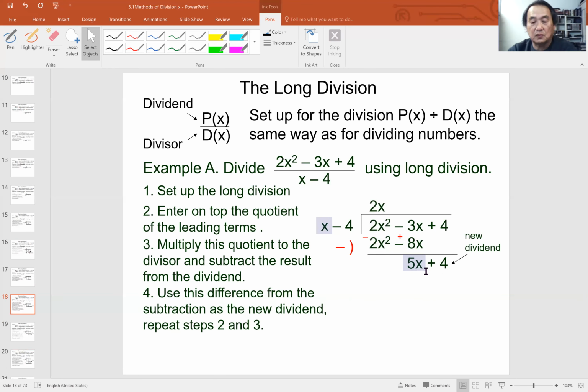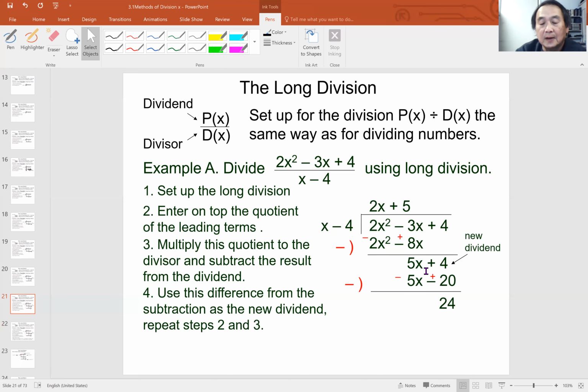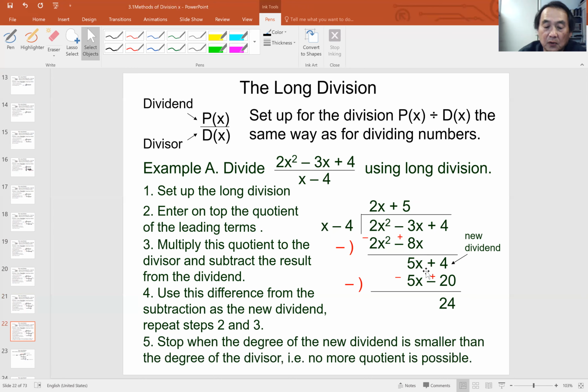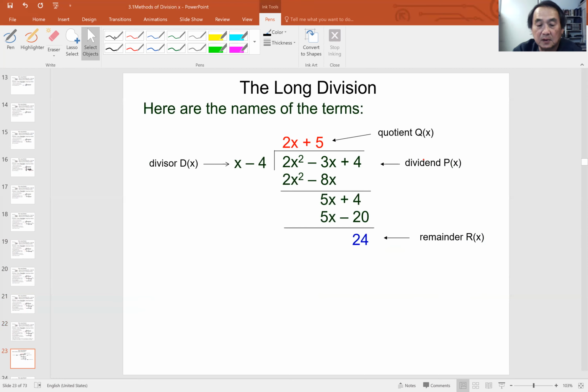Then you enter the quotient one more time, do the same thing, subtract one more time, do the sign change, add, and then you finish and stop. Why? Because everything multiplied by x would have had an x in it, but there's no more x. Now it's lower than degree of x; it's a number. So this is the procedure for long division. The thing on top is the quotient, and what's left over is the remainder.